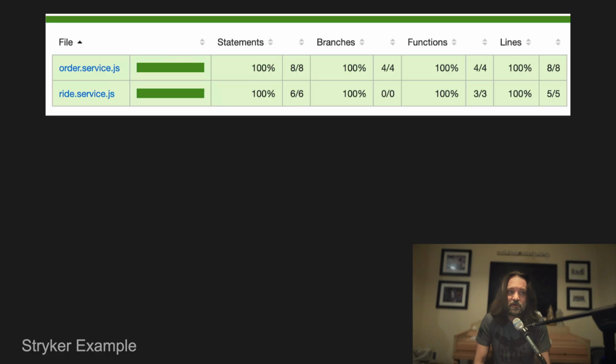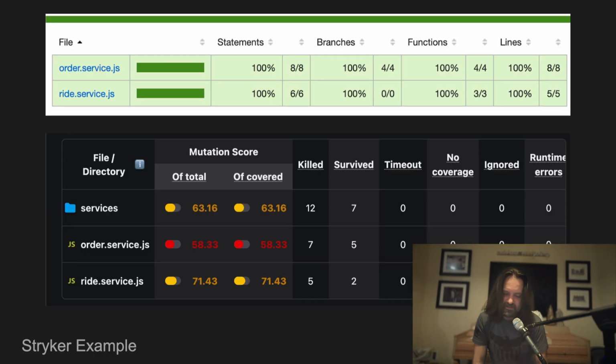It's literally just pure functions with like 1 or 2 dependencies that you usually can stub, or you mock if you don't want to do a stub. 100%, right? Should be good. But if you run the mutation test against them, they're really bad, right? It's 58% for the order service and 71% for the ride. So they're not covering some unhappy paths. They're not covering edge cases.